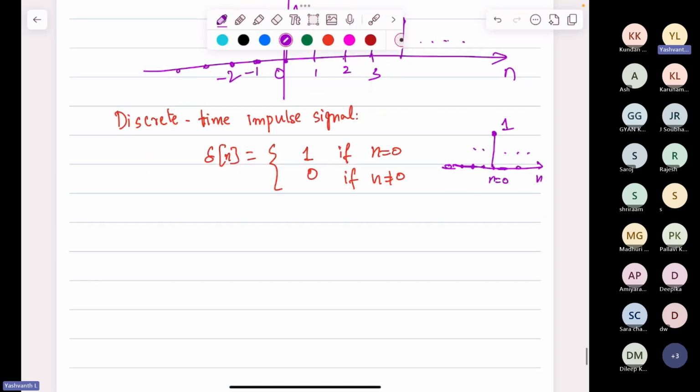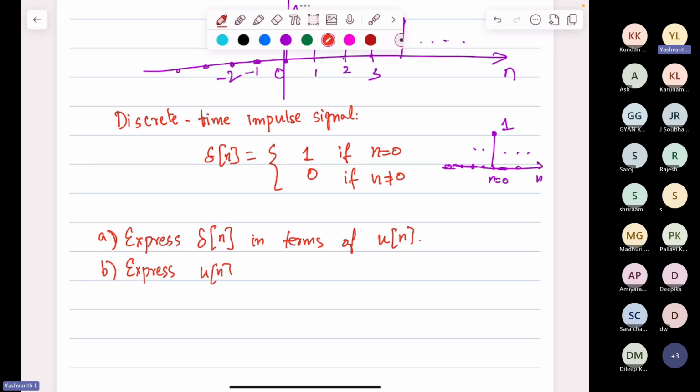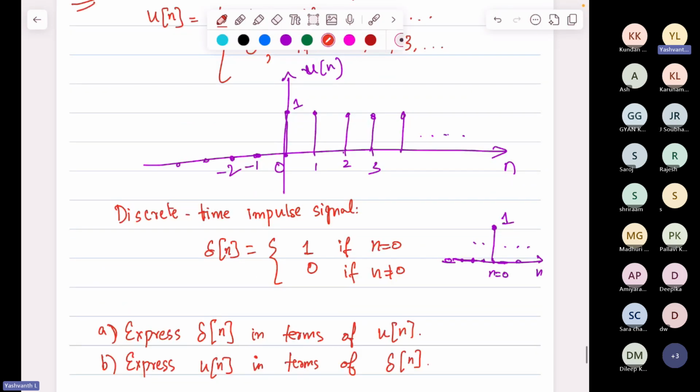Now the question is as follows. Question A. Express the discrete time impulse signal in terms of the discrete time step signal. B. Express the discrete time unit step signal in terms of the discrete time impulse signal. These are the two questions. That is, I want to write delta of n in terms of u of n, and I want to write u of n in terms of delta of n. That is the question to us.